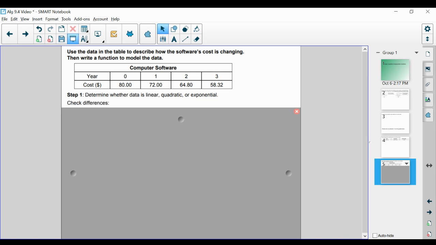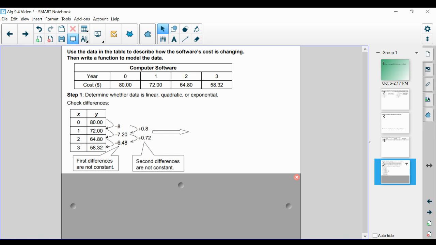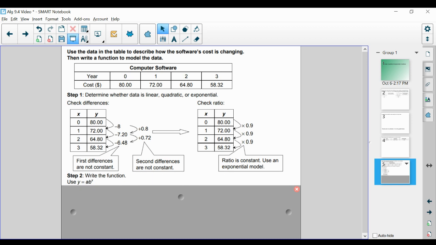So step 1 is to determine whether it is linear, quadratic, or exponential. Let's look at the first differences first. If we put it into a table, we can see that the first differences are not constant. So we know it's not going to be linear. The second differences also are not constant, so it can't be quadratic, which means that most likely we're going to be exponentially related. So we find that the ratio is constant. So we're going to be using an exponential model. We're multiplying by 0.9 each time. That's our common ratio.